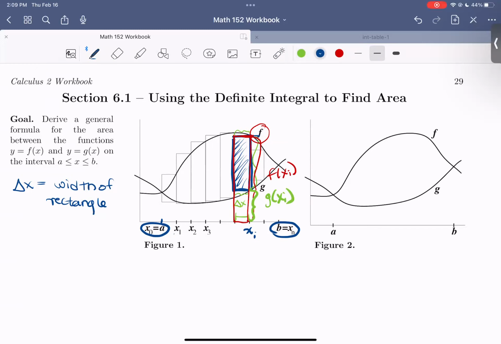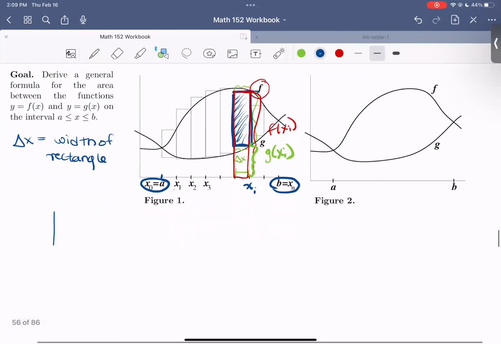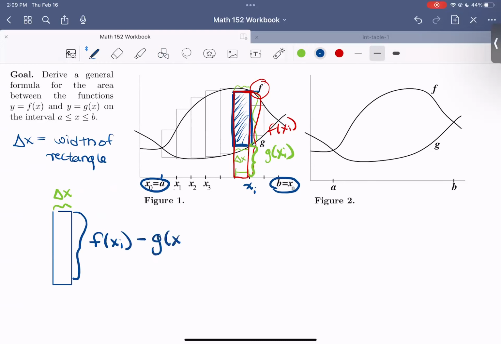So if we want to compute the height of that rectangle, we already have the width as delta x. The height is just going to be f of x sub i minus g of x sub i. We're going to go all the way to the top of f, but then subtract what we don't want, which is the g value.